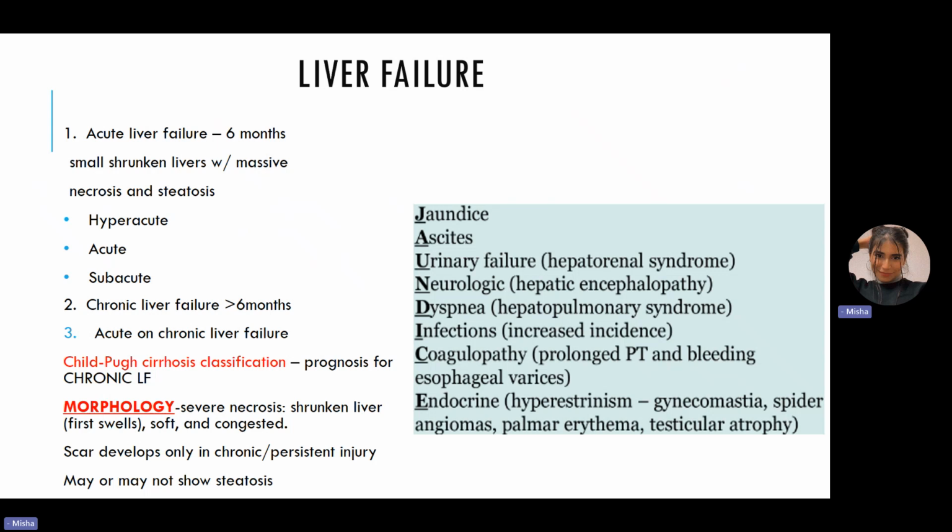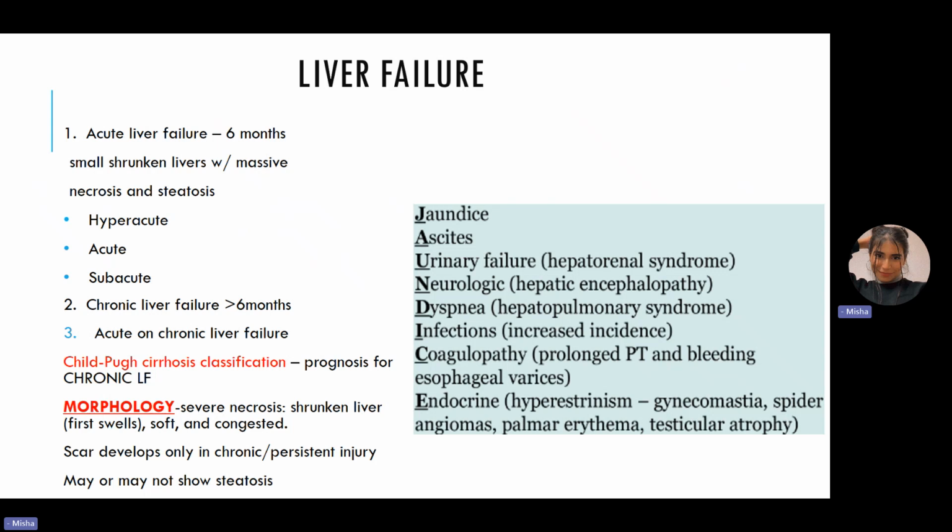Now, when do we classify liver as actually failed? How much of it has to be damaged? Like 80 to 90% of the parenchyma must be destroyed in this case. Now, we can have acute liver failure, chronic liver failure, and acute on chronic liver failure, right?